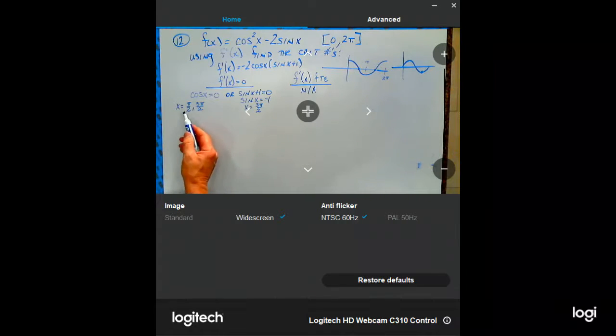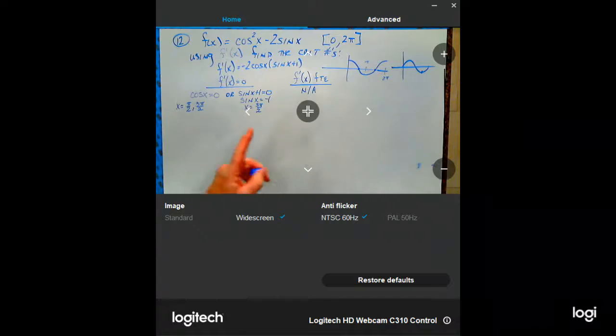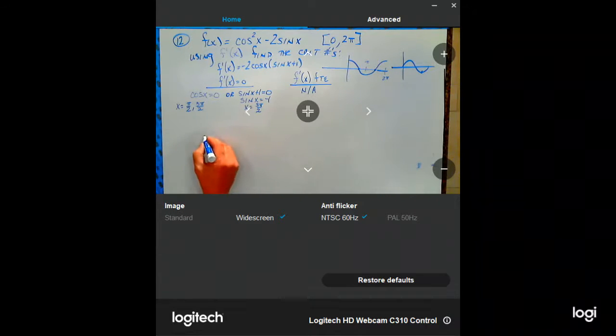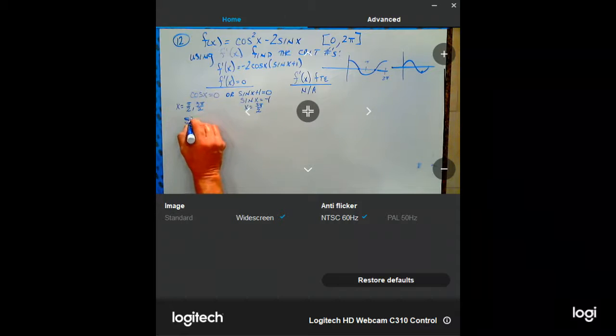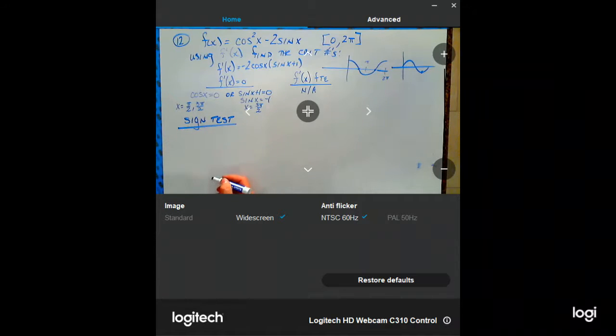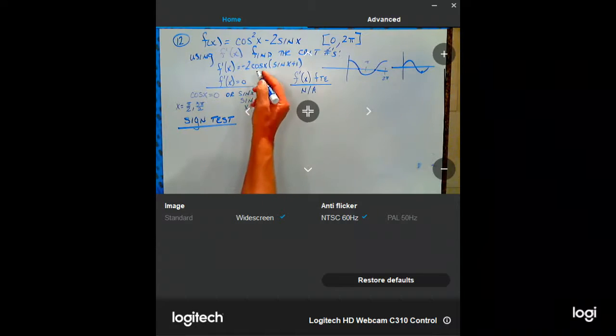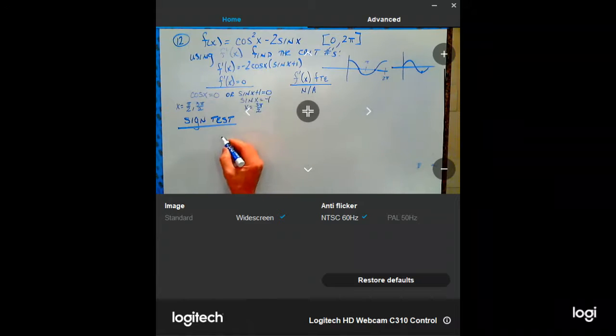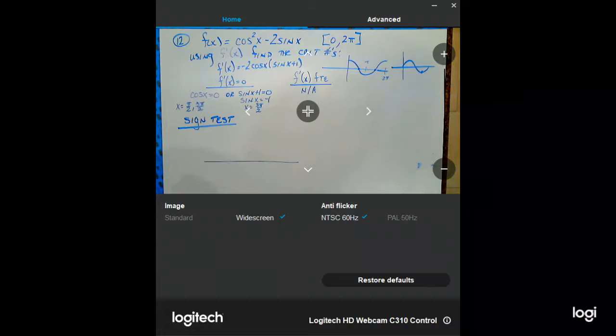Our critical numbers are pi over 2 and 3 pi over 2. Those are the 2 critical numbers we have for our function. So we're going to come over here and run the sign test now. And remember how we run the sign test. In this problem, I'm glad we picked it because it has a really interesting little hiccup in it. Well, we write down our critical numbers.